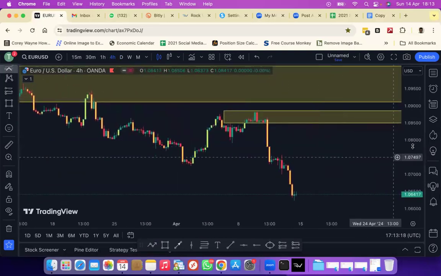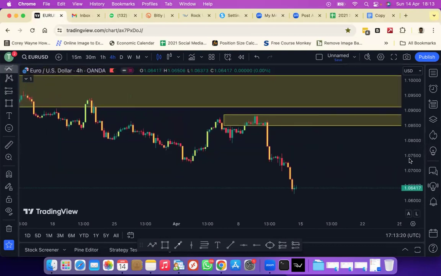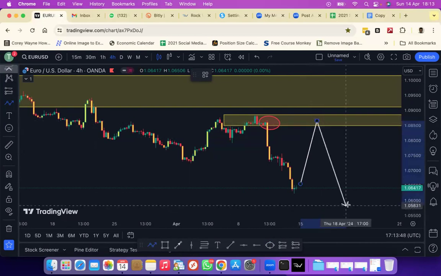In a bearish market, you want to look for sell opportunities, and the zone you want to be selling from is a supply zone. Personally, I will wait for price to retrace into the zone right here before I start looking for sell opportunities. Based on what the market is currently giving me right now, I would wait for price to retrace into this zone and then look for sell opportunities.